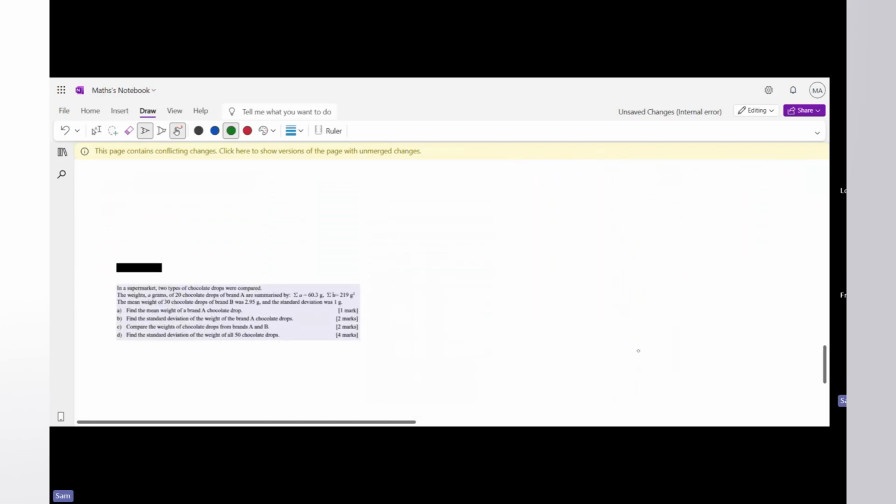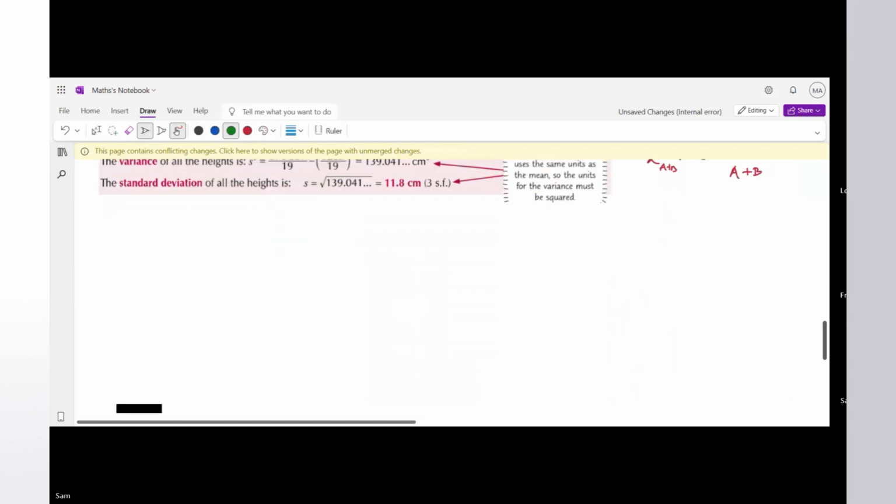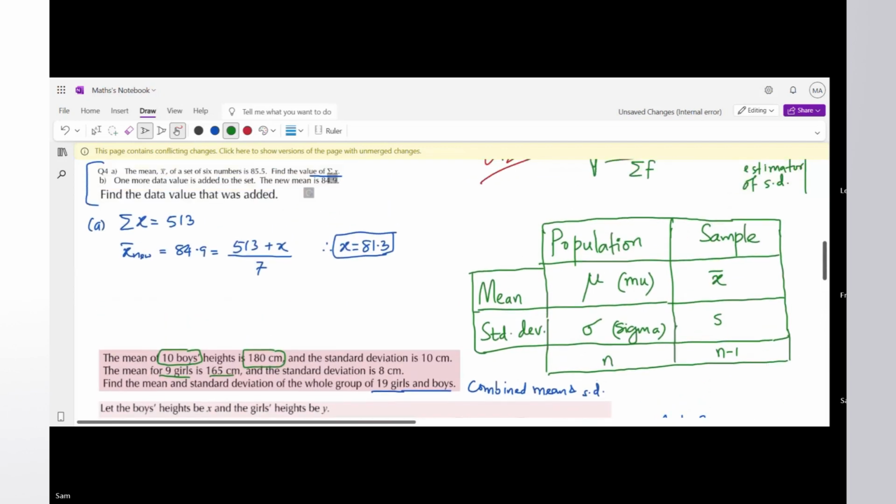The next problem is here. This is one of the exam problems. You see, in a supermarket, two types of chocolate drops were compared. So you read that solved example first and then try to attempt this problem. And in the next lesson, we will start with the answers of this, or if you have any doubts.